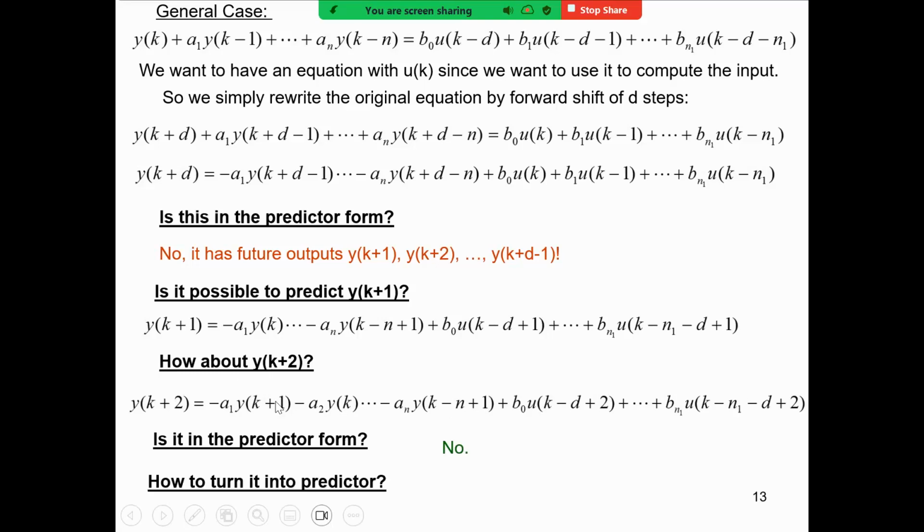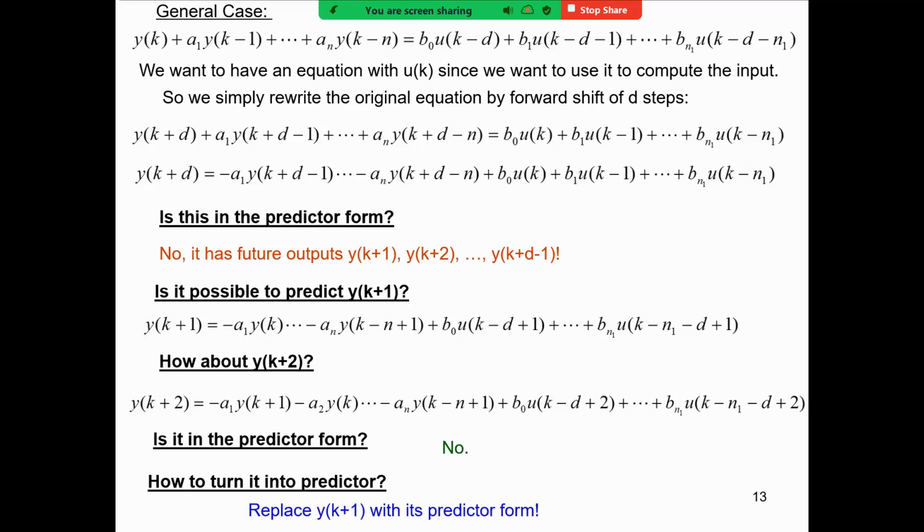Now, here comes the problem. As it stands, it is not a predictor, but can you make it into a predictor? What should we do? We know yk plus one is not available, but we can predict it. I can just plug in the expression of this yk plus one into this equation. We will have a predictor for yk plus two. Is that clear? So just replace yk plus one with its predictor. That's the way we can deal with yk plus two.